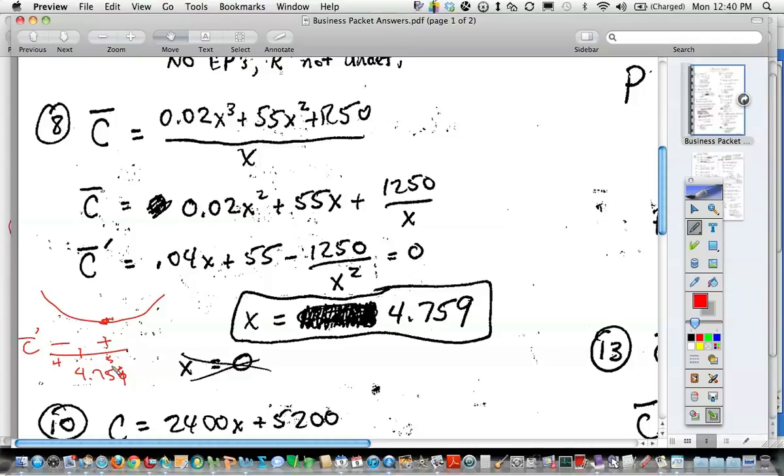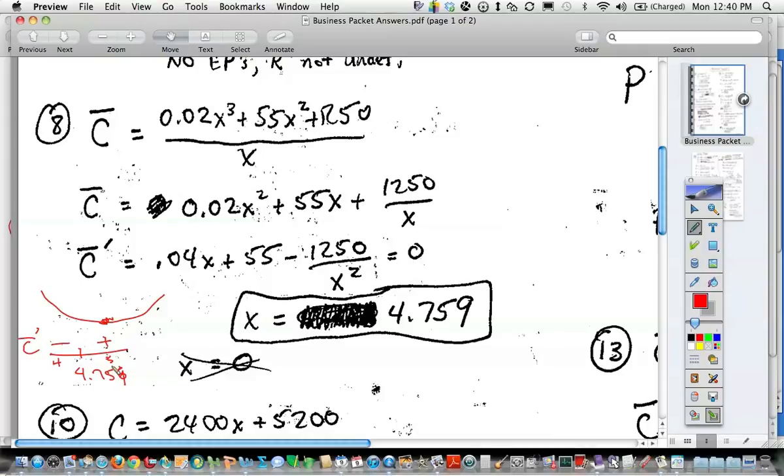Is 4.759 an acceptable answer? What kind of thing can we make that we would make 4.759 of them? I can't think of very many things. I mean, it might be kittens. Yeah, kittens. So if you are answering a real life problem, you have to make sure that the answer makes sense in the context of the problem.